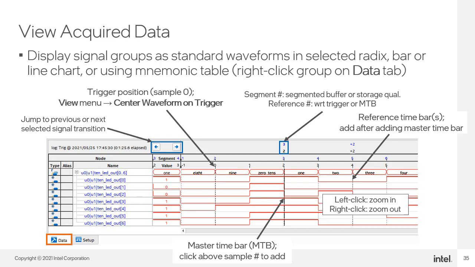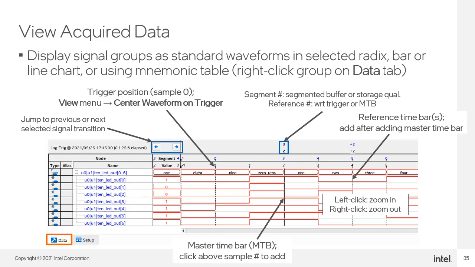One or more reference time bars can be added to the display by simply clicking at the top of the view. Reference time bars indicate their location with respect to the master time bar. The top number indicates the segment difference between the master and reference time bars in a segmented buffer. Reference time bars can be used to measure the time between signal transitions or certain events.